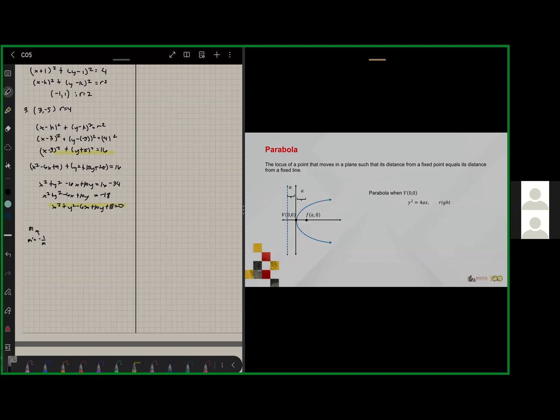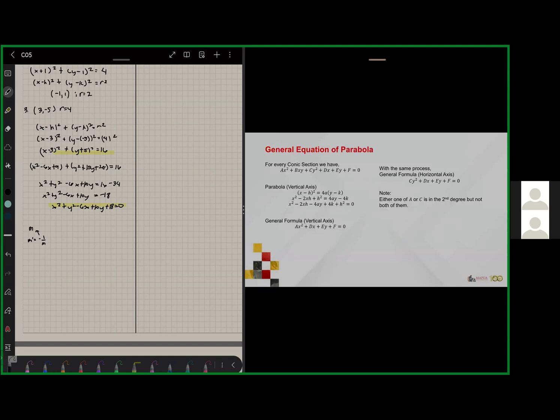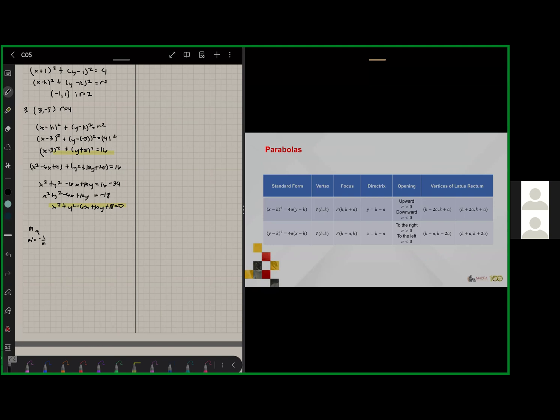This is the standard form when the parabola is facing right or left, or facing along the horizontal axis: y squared equals 4ax if it is going to the right, and negative 4ax if it's going to the left. And this is the standard form of the parabola if our center is not at 0, 0. So here's just a summary of all the formulas.